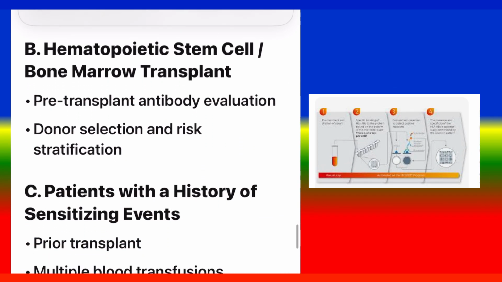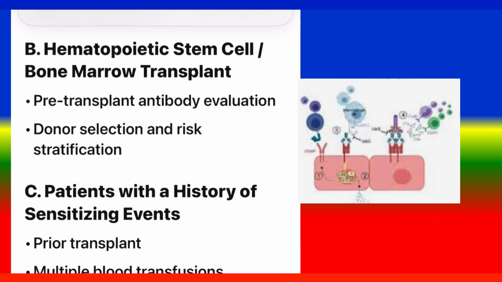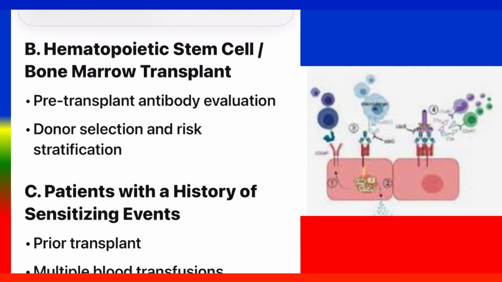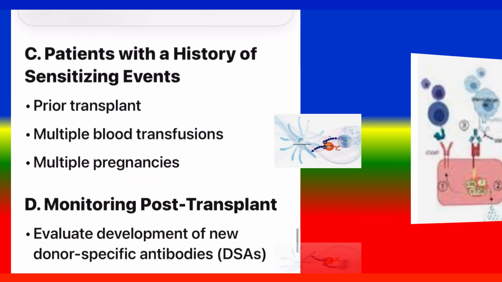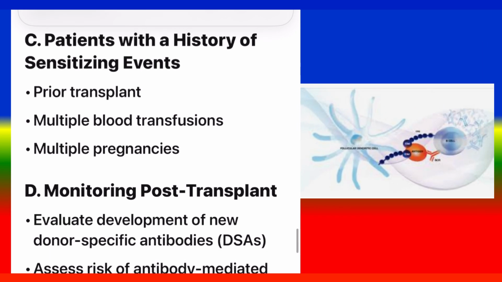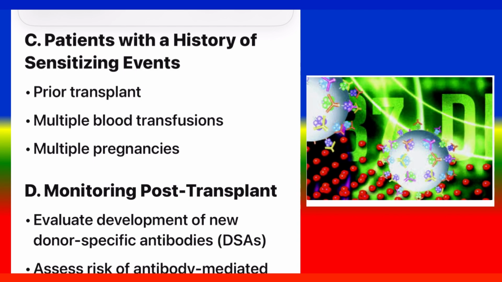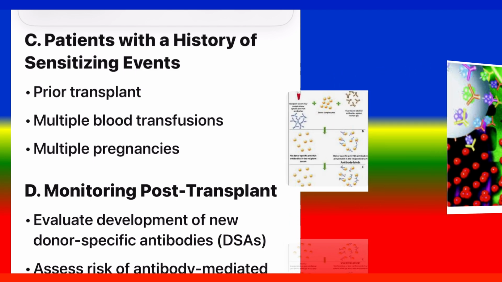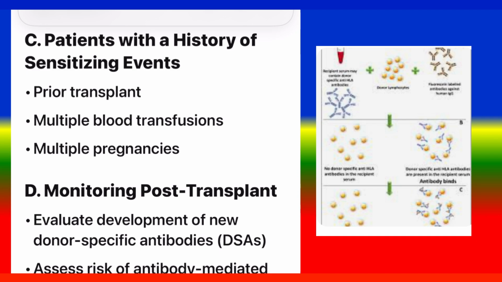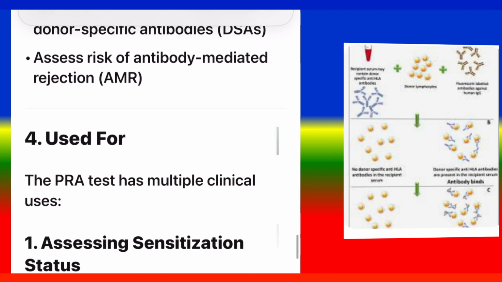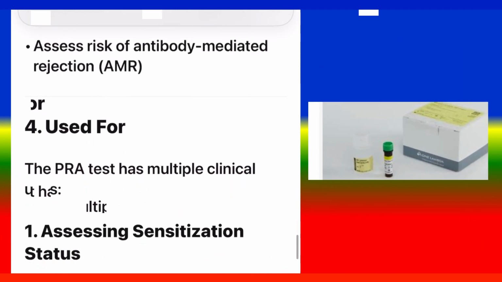B. Hematopoietic stem cell or bone marrow transplant: pre-transplant antibody evaluation, donor selection, and risk stratification. C. Patients with a history of sensitizing events: prior transplant, multiple blood transfusions, multiple pregnancies. D. Monitoring post-transplant: evaluate development of new donor-specific antibodies, DSAs, and assess risk of antibody-mediated rejection, AMR.